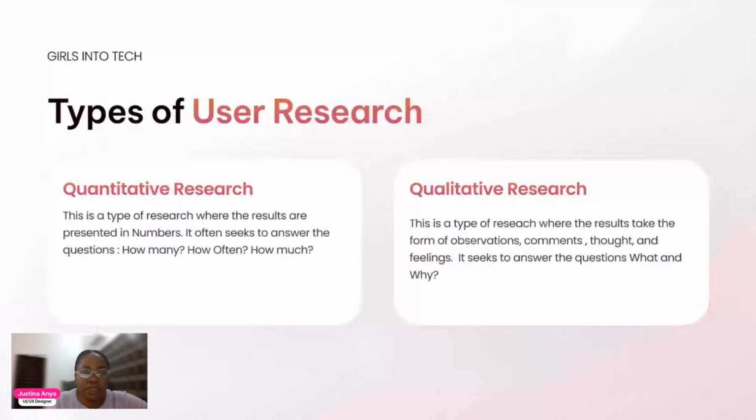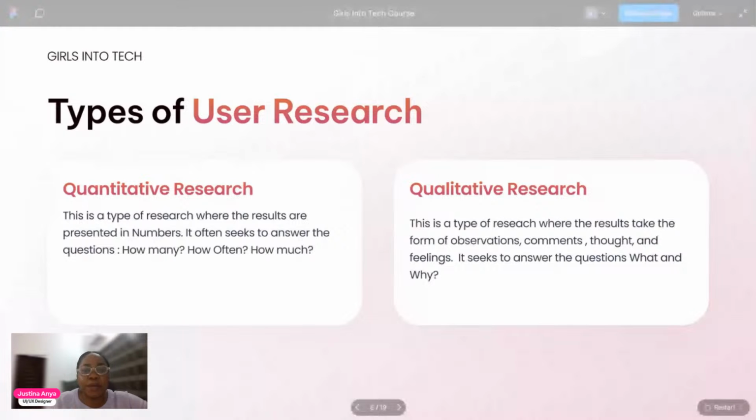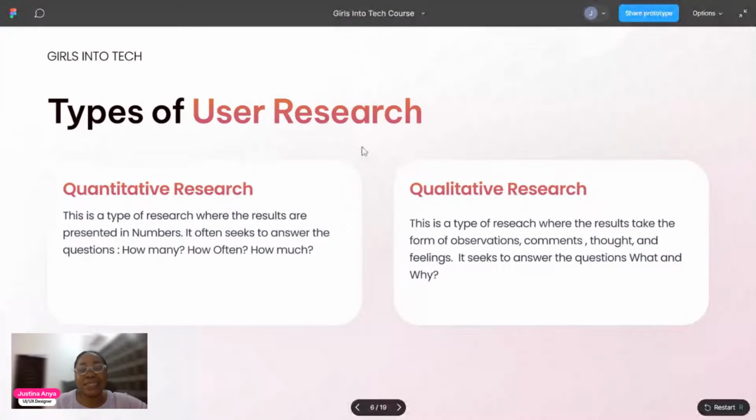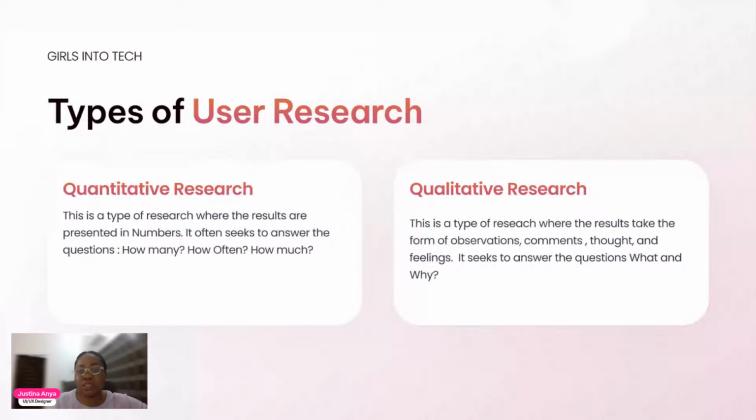Okay, so let's proceed. So we have types of user research, right? There are basically two types of user research. The first one is the quantitative research, and the qualitative research. So we'll just go ahead and look at what each of them are. The quantitative research is the type of research where the results are presented in numbers. It often seeks to answer the question how many, how often, and how much, right? So the quantitative research is basically focused on identifying numbers, right?